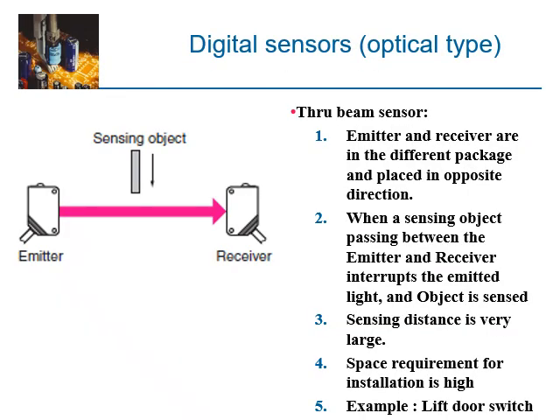Now, also you can have an emitter. This is the emitter, and this is the receiver. Usually in lifts, in passenger lifts, you will have this type of sensor. If an object blocks this light, it will detect the object. That is the way the passenger lift door is operated: if you put your hand in between the door when the door is closing, it detects the object and the door opens again.